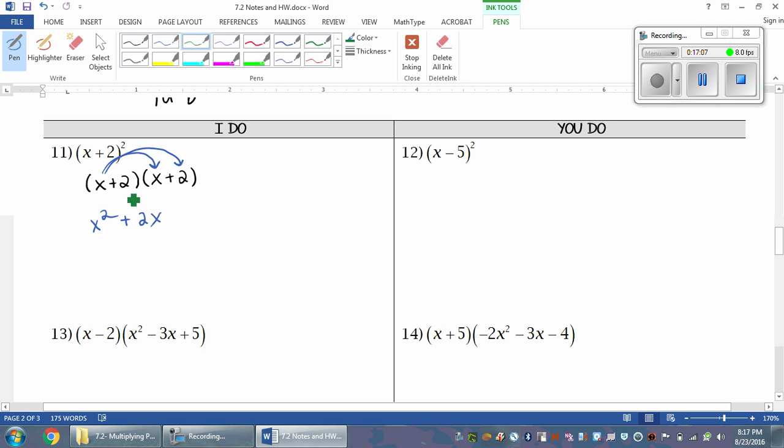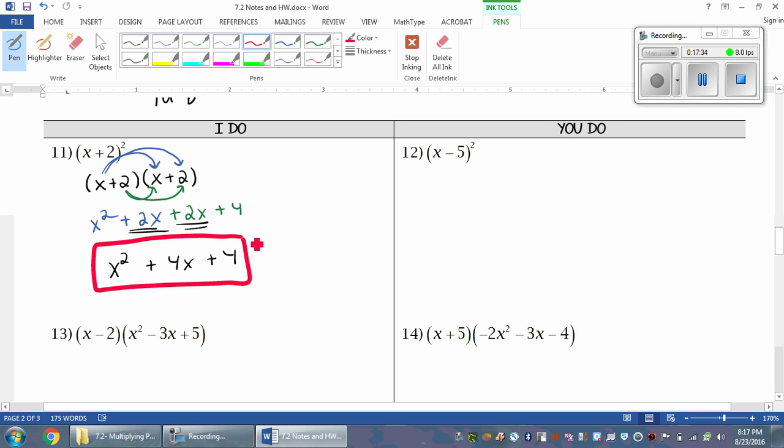Now we're going to go ahead and distribute the 2. 2 times x is positive 2x. 2 times 2 is positive 4. Again, I'm going to line up my middle terms, so be careful. These do not cancel because I have positive 2x plus another 2x. 2x plus 2x is equal to 4x. So you bring down the x squared and the positive 4.